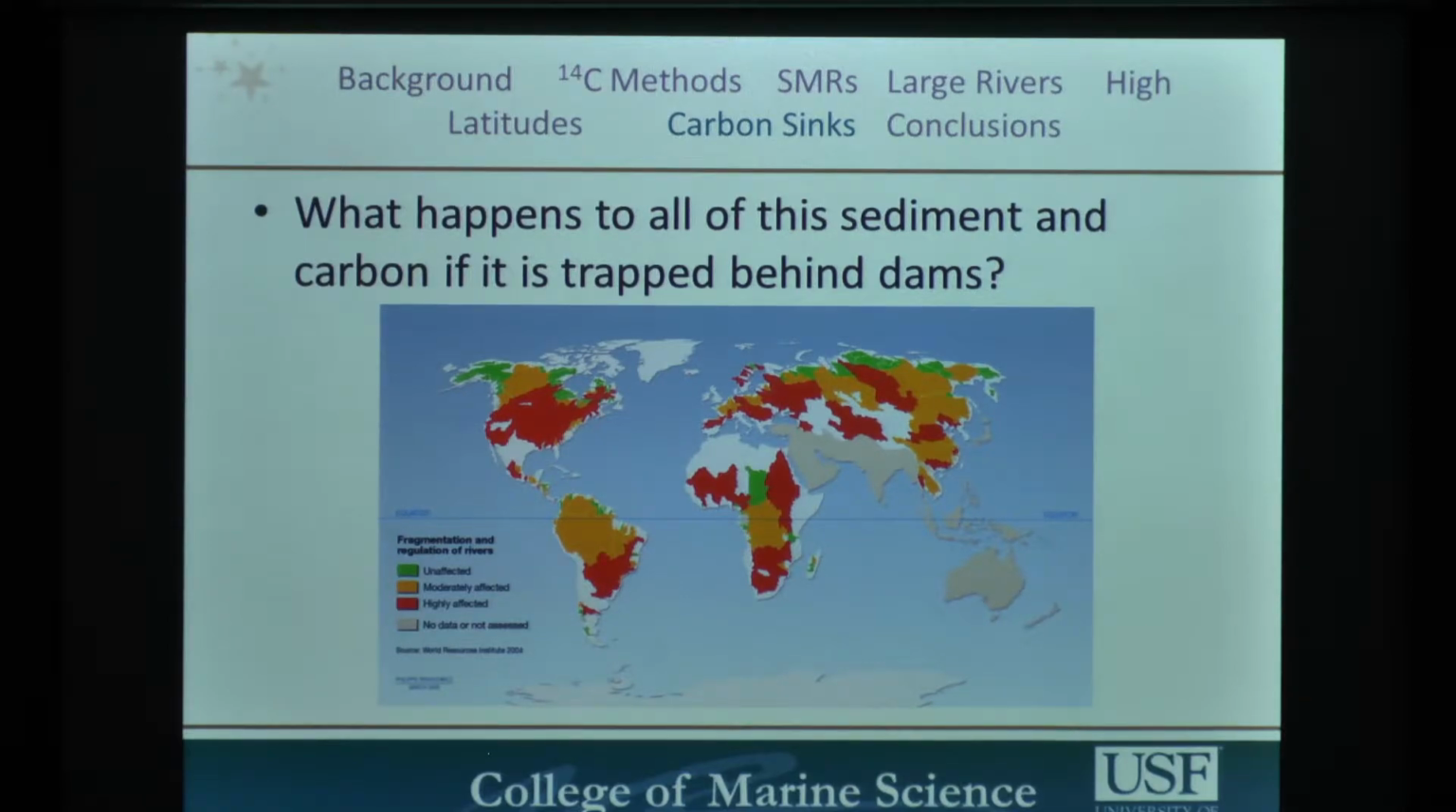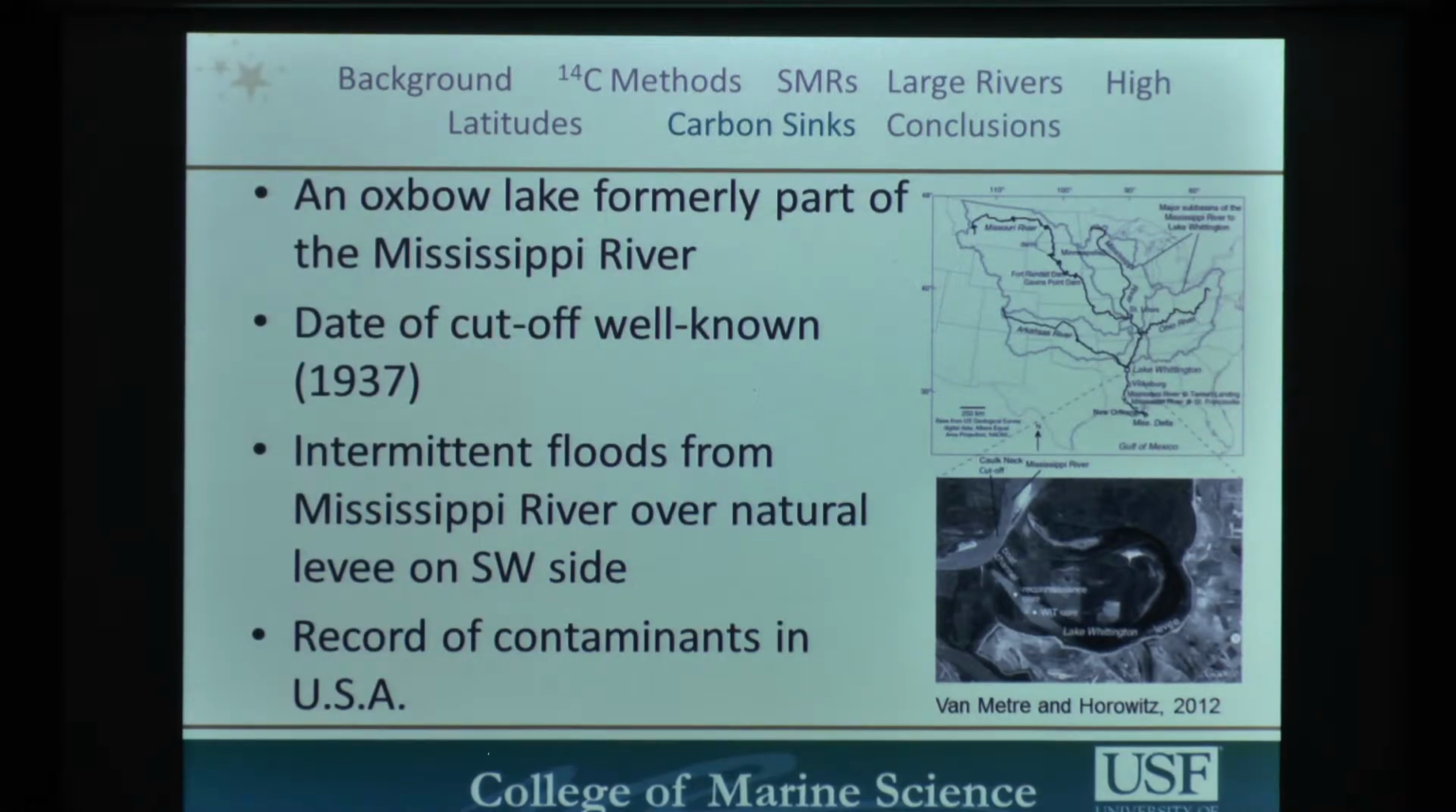When you build a dam, you end up stopping a lot of that sediment and fractionating the grain sizes that end up going down the river afterwards. So we want to know what happens to sediment and its carbon if it's trapped behind these river systems. In gearing up to do some coring of these catchment basins, we started to look at a core here at Lake Whittington, which is an oxbow lake. The reason we chose this for a preliminary study is that it was an artificial oxbow, and the Army Corps of Engineers cut the channel through here to make it a straighter flow.